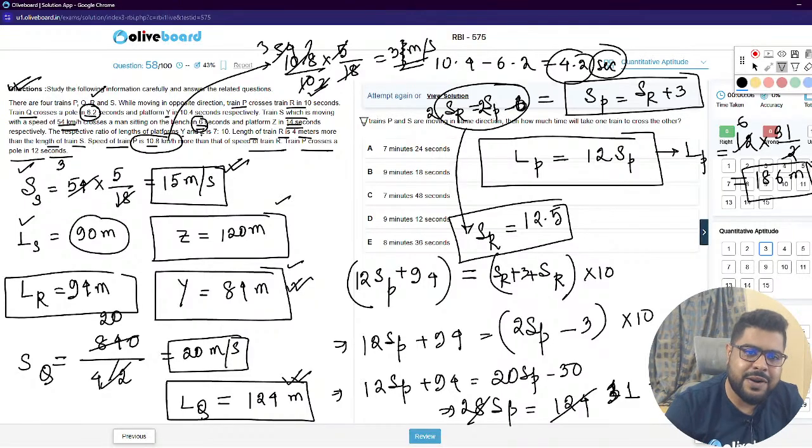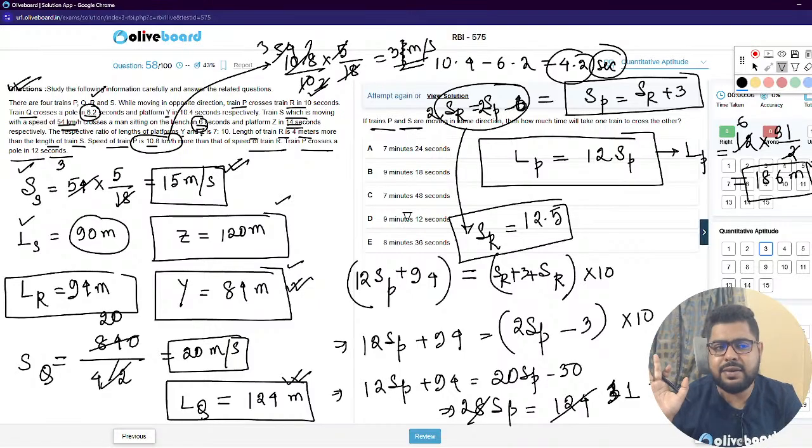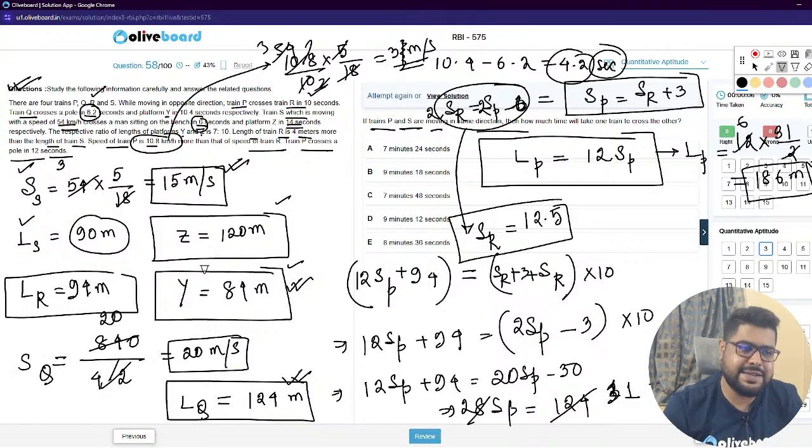Now they are asking what? If trains... again, this information will be required because we got all the information. So any question they ask now, I can answer anything. Trains P and S are moving in the same direction. I know everything for S, I know everything for P. P's length is this and speed is 15.5. S of P is 15.5 meter per second.